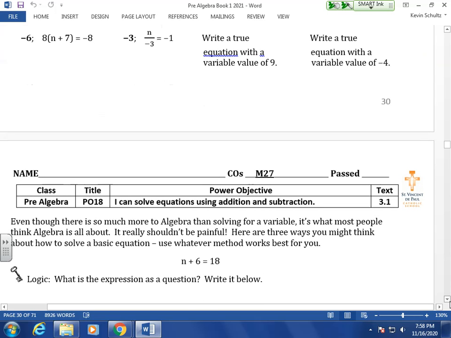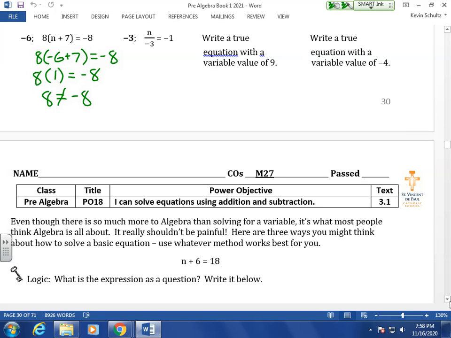So the bottom row here, we got an n value of negative 6. So we're going to plug that into our parentheses for n. So you have 8 times negative 6 plus 7, and we want to see if that is equal to negative 8. In our parentheses, negative 6 plus 7 is a positive 1. And 8 times positive 1 gives us positive 8 instead of negative 8. So they are unequal. Therefore, negative 6 does not work in that equation.